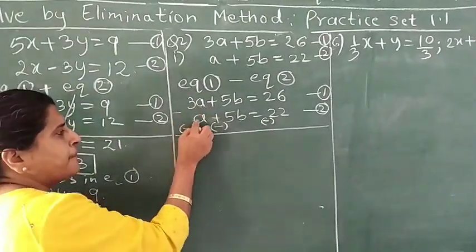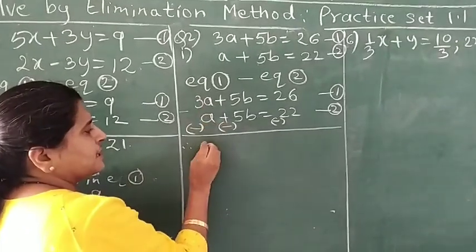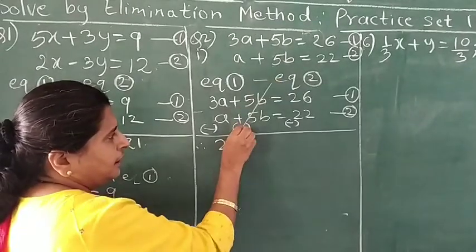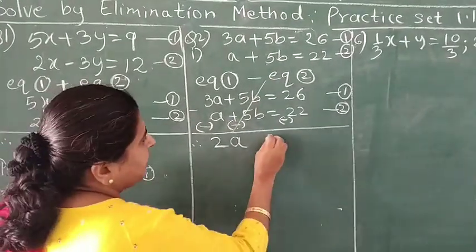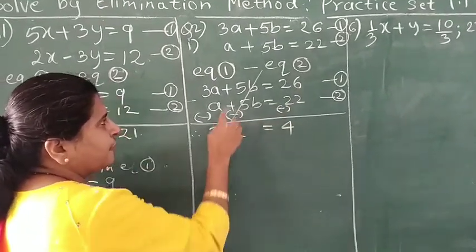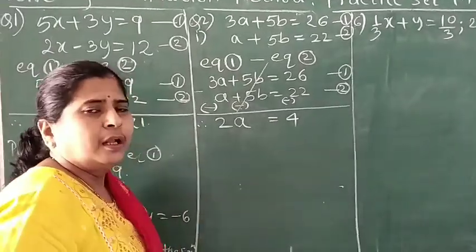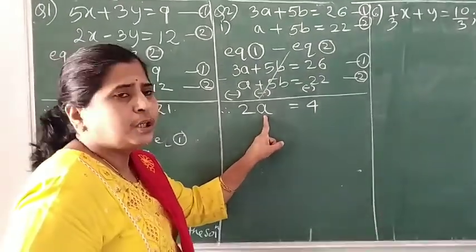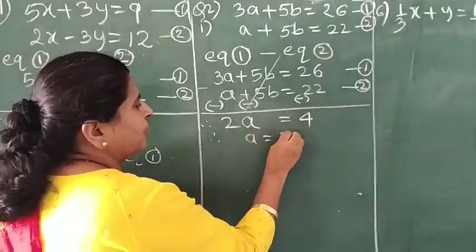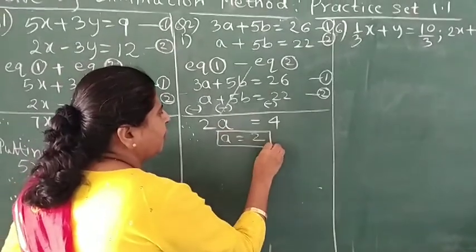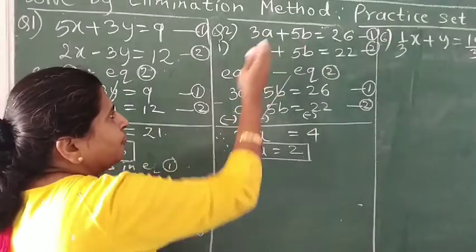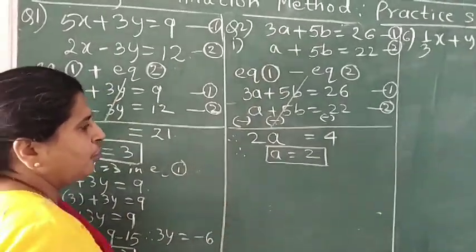Now 3a minus a will give us 3 minus 1, which is 2a. This plus 5b and this minus 5b will get cancelled, is equal to 26 minus 22, which is 4. Now from this elimination of one variable, we have got an equation in one variable: 2a is equal to 4. If 2a is equal to 4, a is going to be 2, since 2 twos are 4. So we have got the value of one variable. Now we have to substitute this value in any one of these equations to get the value of b.